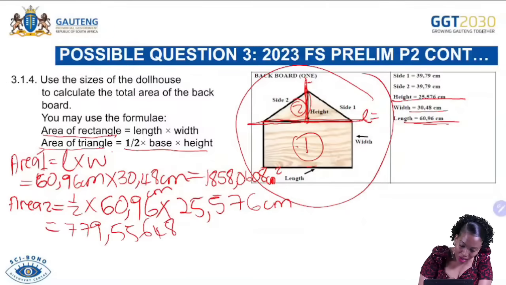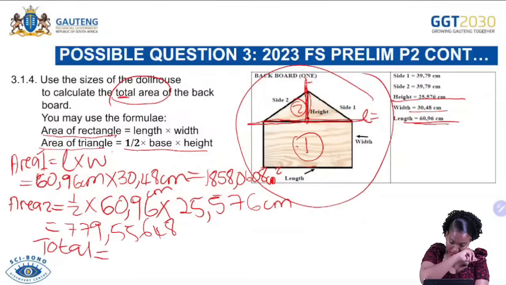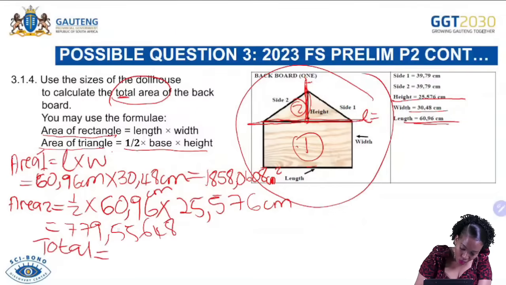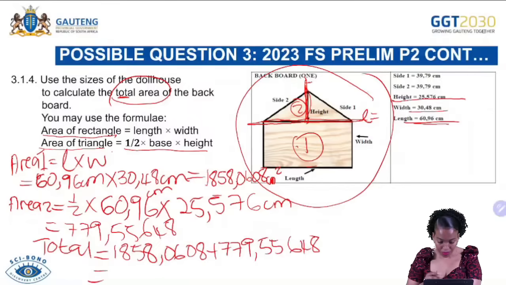Now, remember, they wanted the total area. Remember, I said in Maths Lit, when you see the word total, then you must know that at the end I must do addition. So we say total equals, we add 1,858.0608 plus 779.55648. So what is the answer now?